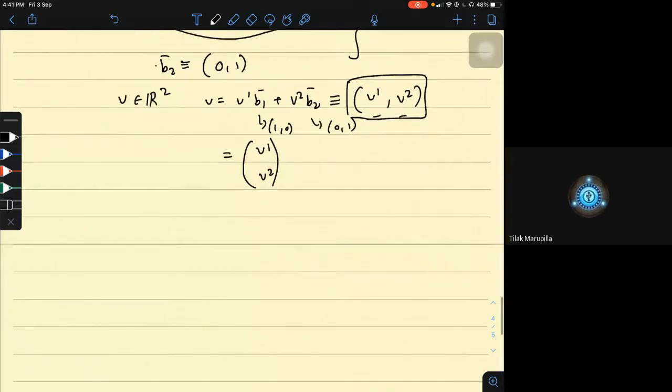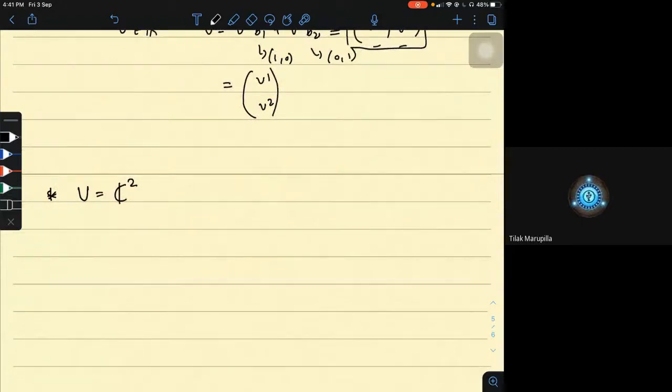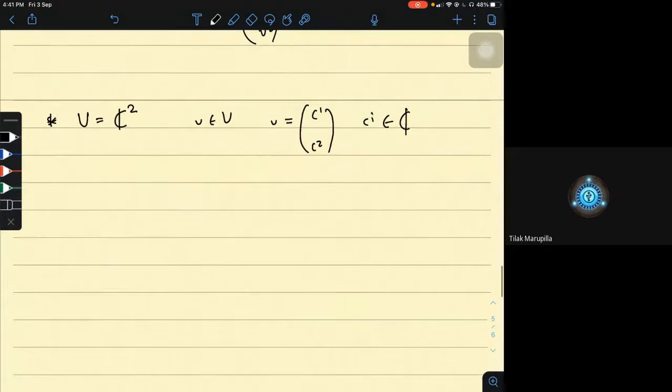So another example which is of relevance to us is the vector space, complex vector space of dimension 2. So here, all elements V belonging to V can be written in the form C1, C2, where Ci belongs to the complex field. So this is basically a complex vector space of dimension 2.